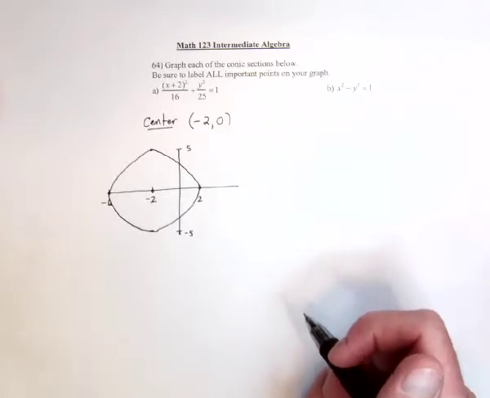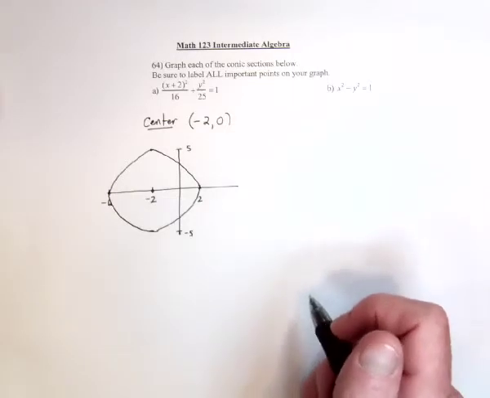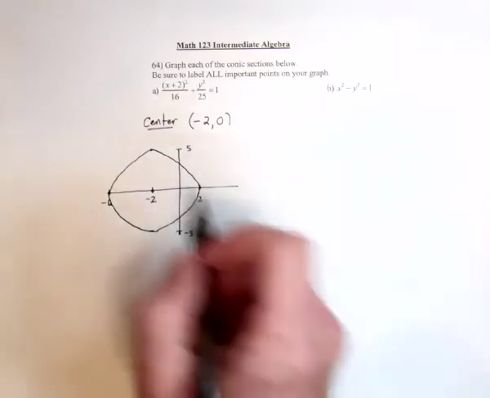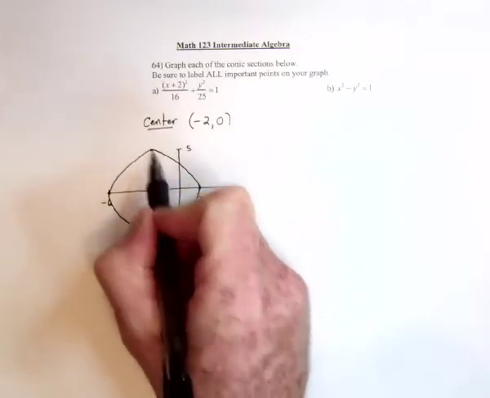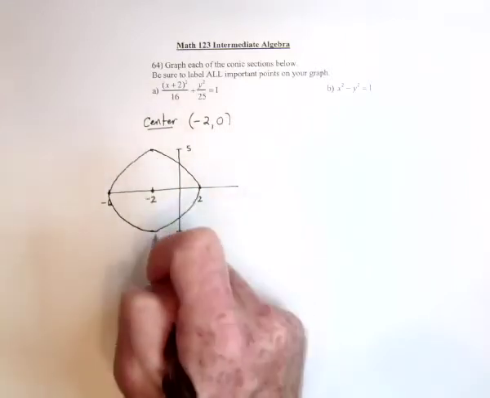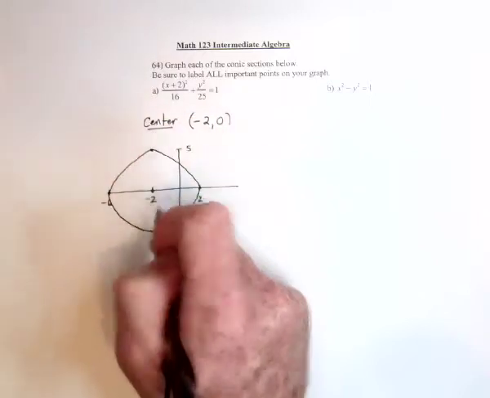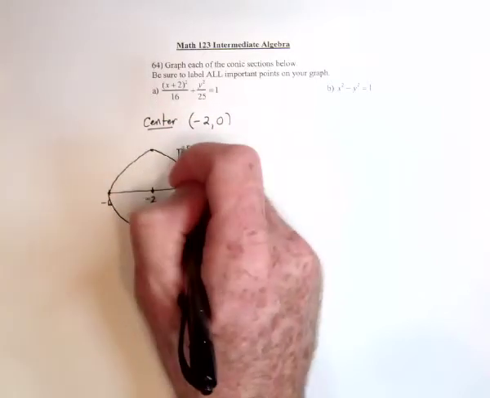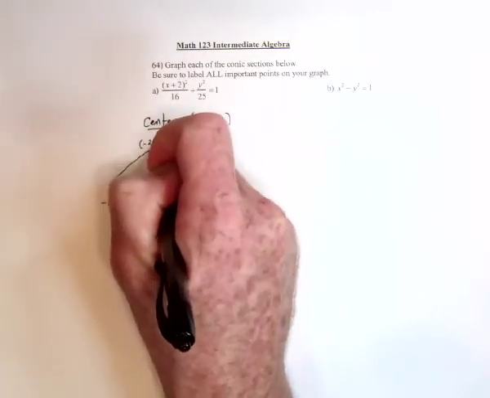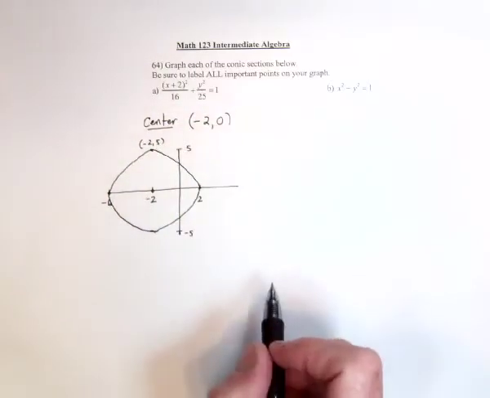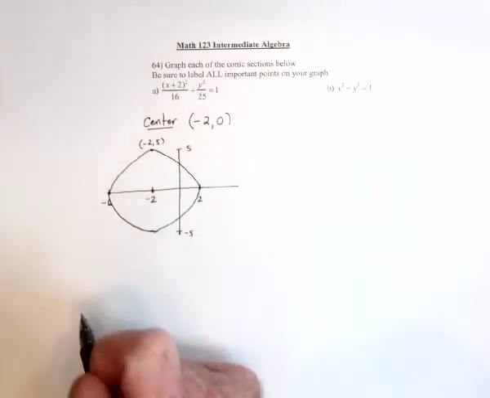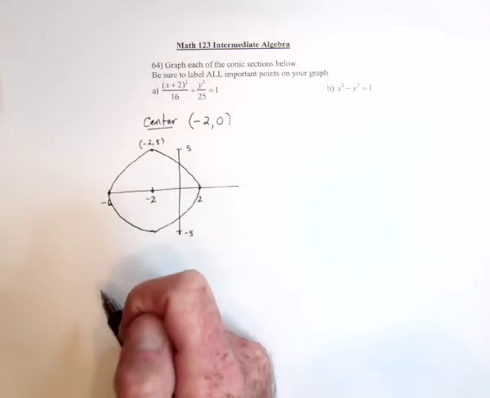close enough. Okay. So by labeling all the important points, I'm talking about from here, here, here, you can actually label the points, but you can see that this one is at negative 2, 5. As long as you're able to see where those points are, that's good enough.